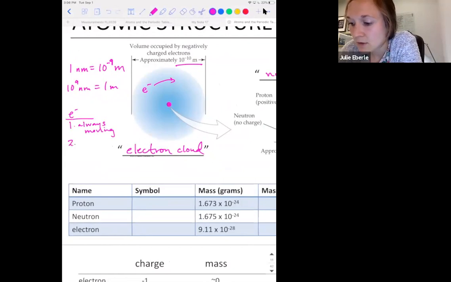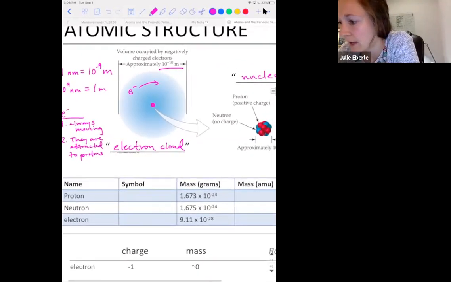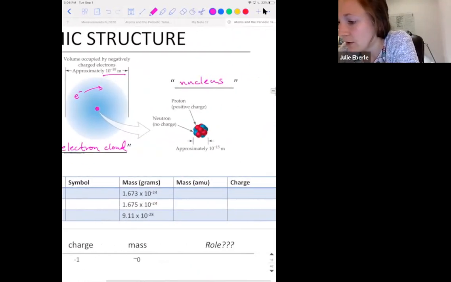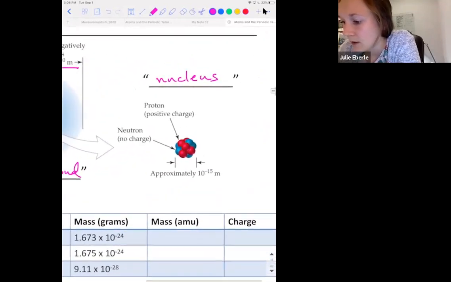Two, they are attracted to protons. Okay, and that's what keeps them from flying off into oblivion. That's what keeps them orbiting the nucleus. Now, we're going to look at how that is. Now, we look over here at our picture of the nucleus, you can see there's a couple things. Number one, we have protons. Okay, those are the red spheres. Two, we have neutrons. Those are the blue spheres.